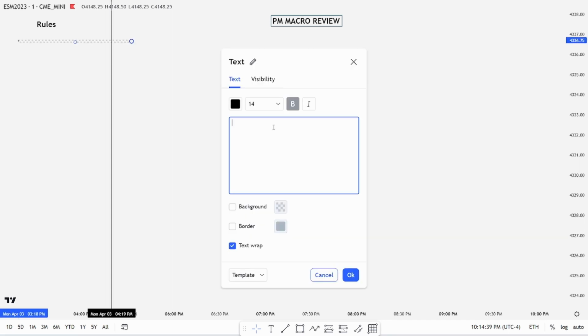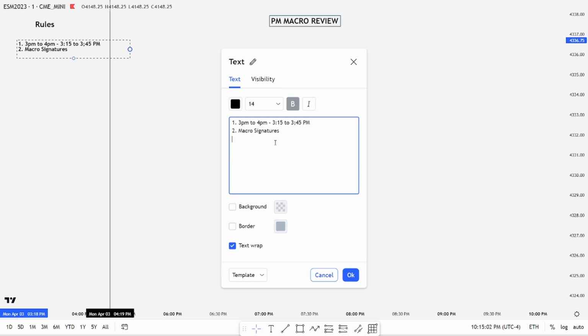Okay, so first we're going to look at the time window. The final hour starts from 3 p.m. to 4 p.m. and the optimal entry will occur somewhere between 3:15 to 3:45 p.m. So we're going to look second at the macro signatures, which includes the untapped FVG as well as the untapped liquidity. And then part 3, we're going to be looking at the profit taking rules.